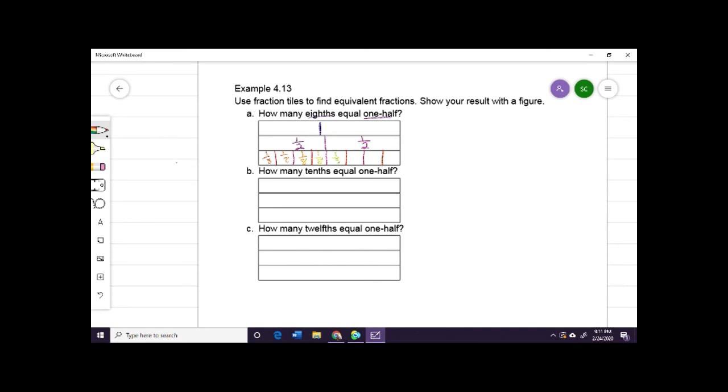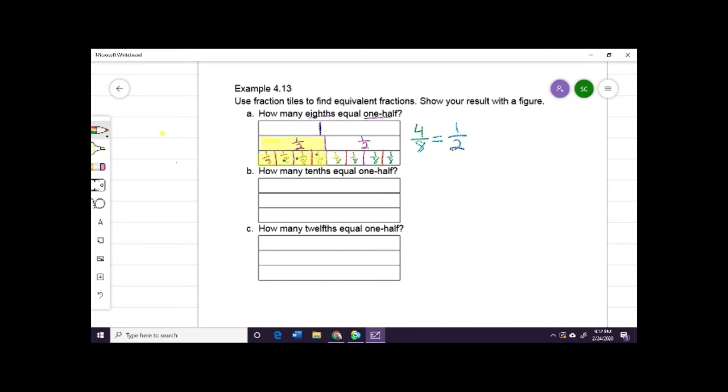Okay. So the question is, how many eighths are equal to 1/2? So to figure that out, we would see that this, let me make this a little thicker, that this is 1/2. So how many eighths are equal to that? Well, let's count them. We have 1, 2, 3, 4. So 4/8 are equal to 1/2.